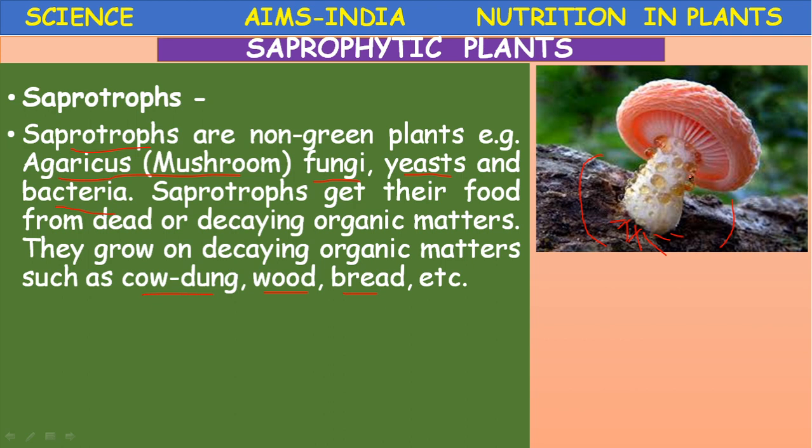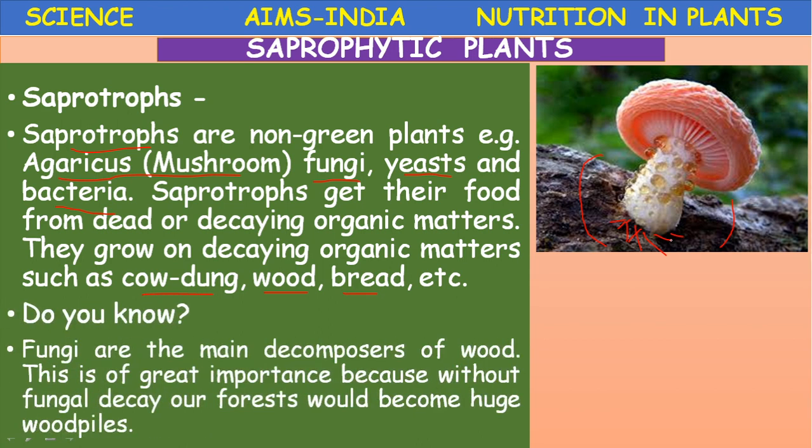This is a non-green plant. There is no photosynthesis. This type of nutrition is called saprophytic nutrition. So do you know, children, the fungi are the main decomposers of wood, and this is of great importance because without fungal decay our forests would become huge wood piles. Okay, so they are the helpers.